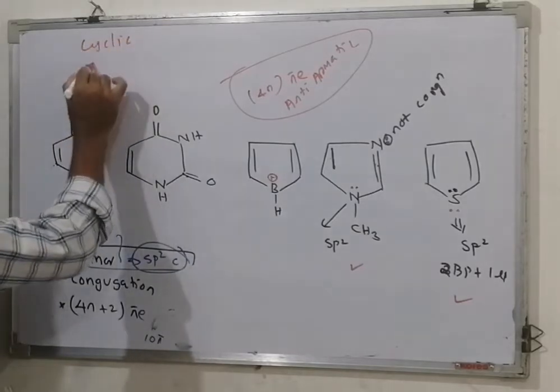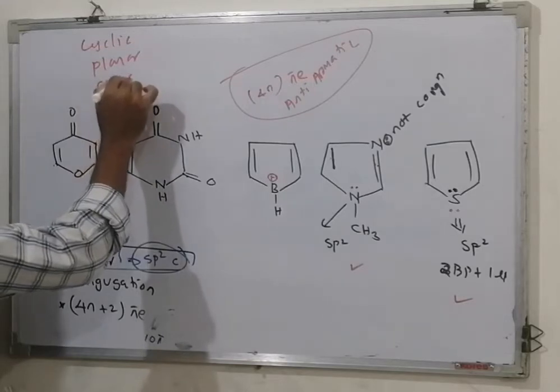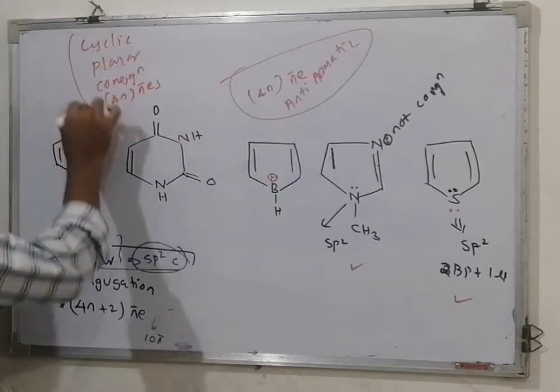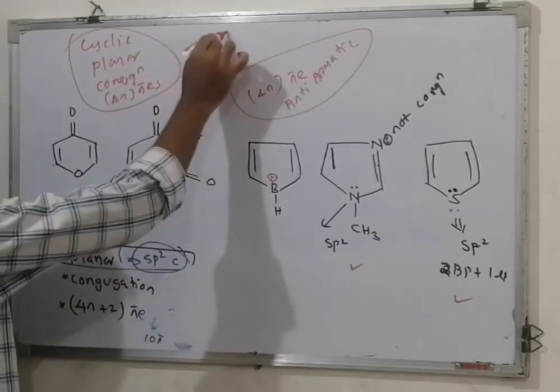Cyclic, planar, conjugation, 4n pi electrons. This follows this. Another example is this one.